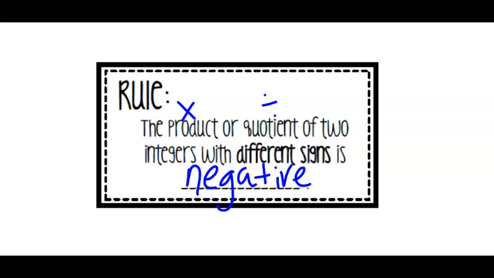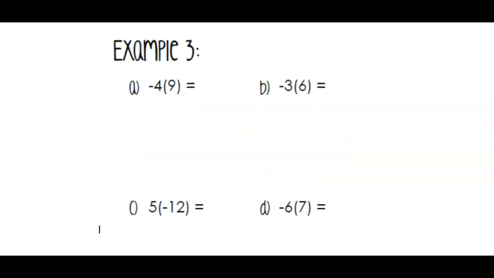And I bet without me even going over these other examples, you could probably do them by yourself. And if you want to, pause the video here, go do them, and then press play, and you can see if you get the answers correct. So we have a negative 4 times positive 9. 4 times 9 is going to be 36. And we have a negative times a positive. Those signs are different, so we need to mark it as a negative 36.